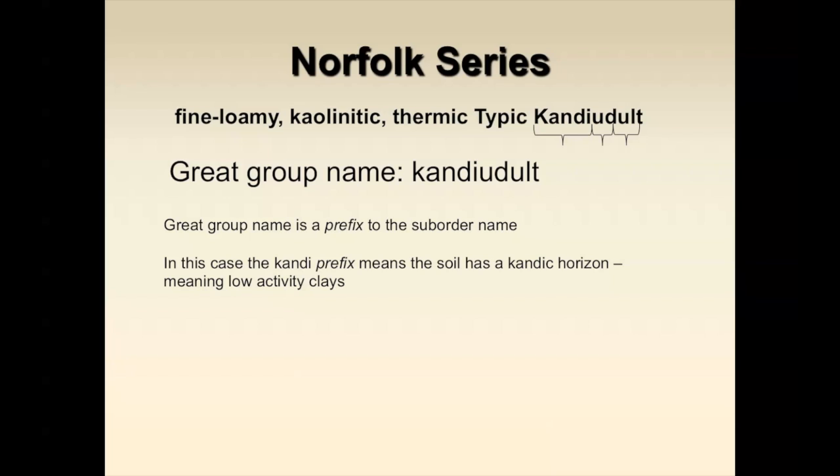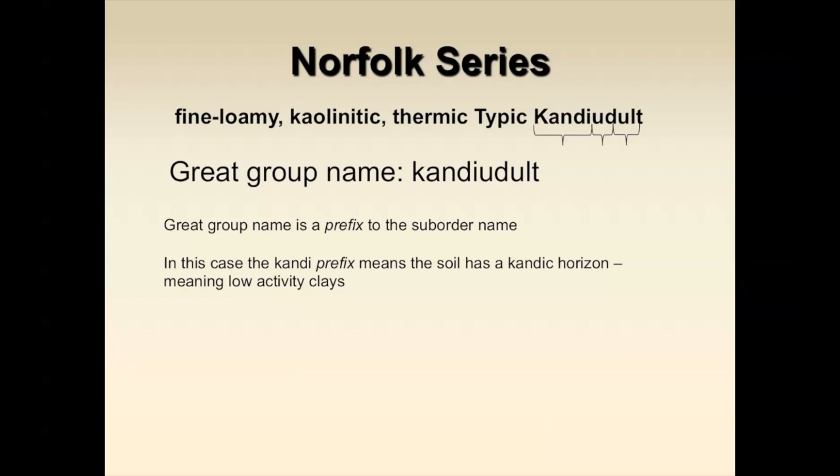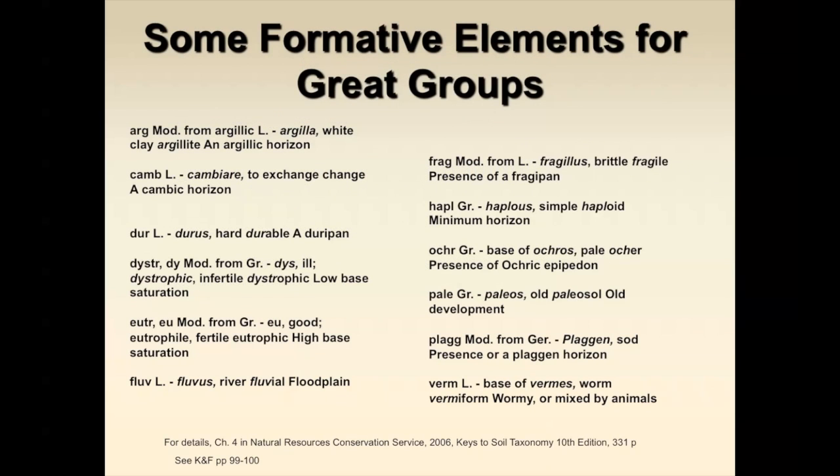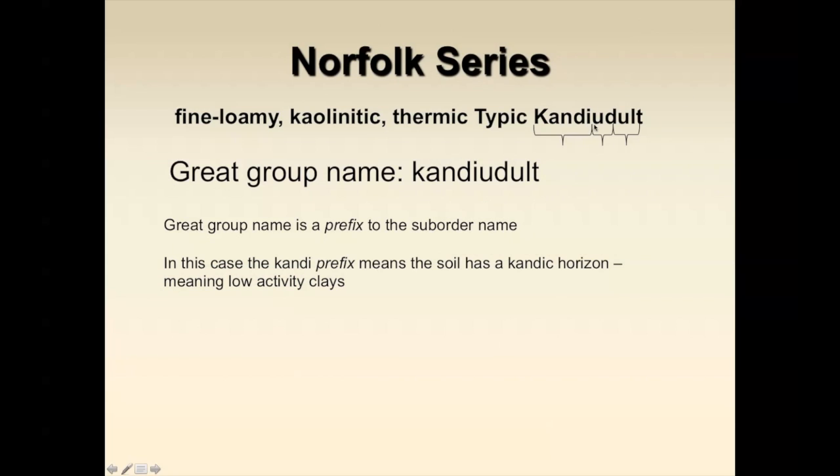They don't really shrink or swell, and they're fairly tight, and so they don't really allow that much in the way of cations to come in between each of those layers. So that's what we mean by a candic soil. So Norfolk series would be a Candy Udalt. So going back here, each one of those, this syllable, and then these two syllables carry with them very specific meanings.